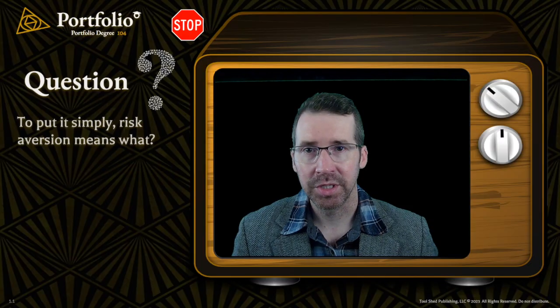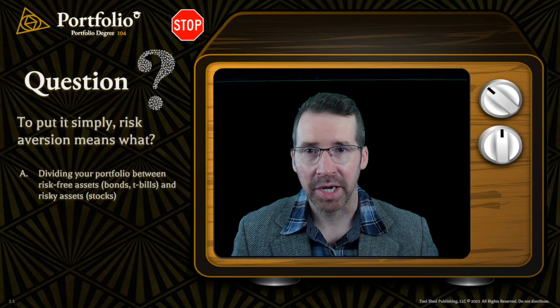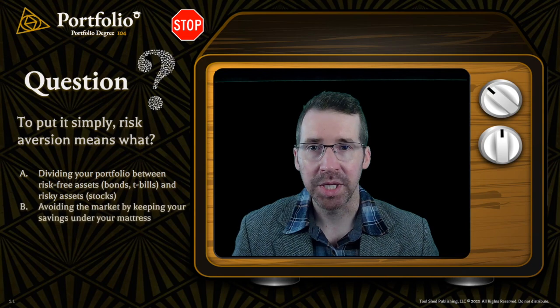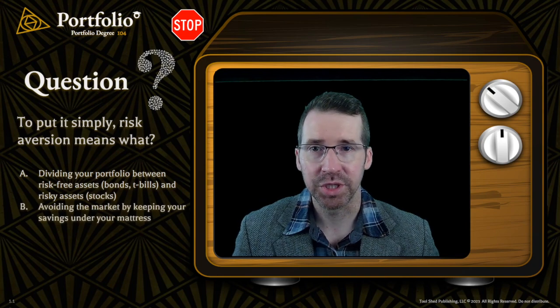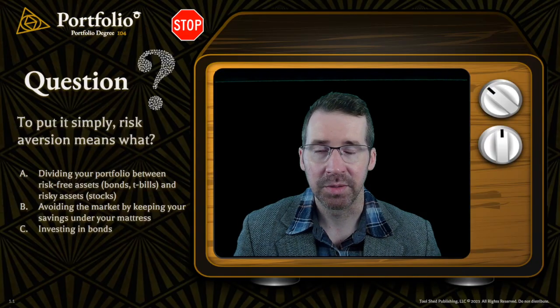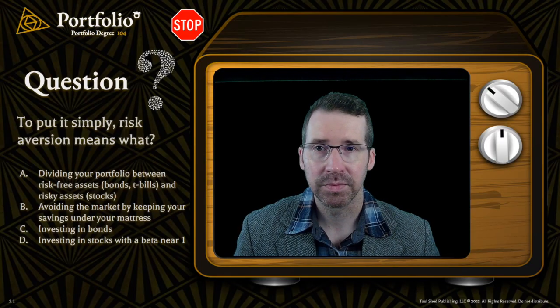Okay, so it's time for another question, and I hope you get this one since we just covered this. To put it simply, risk aversion means what? Is it A, dividing your portfolio between risk-free assets and risky assets? Is it B, avoiding the market by keeping your savings under your mattress? C, investing in bonds? D, investing in stocks with a beta near 1?